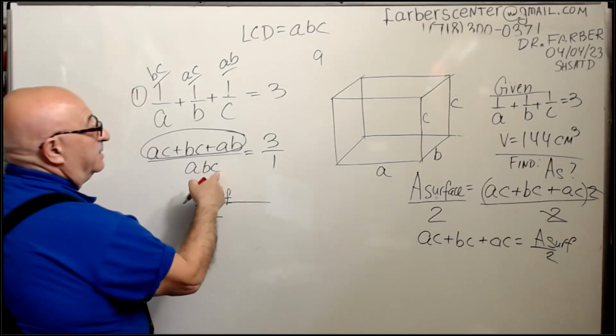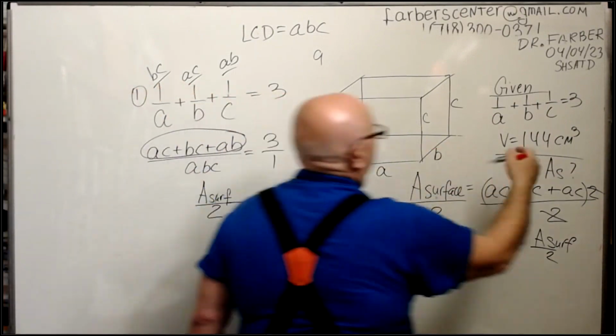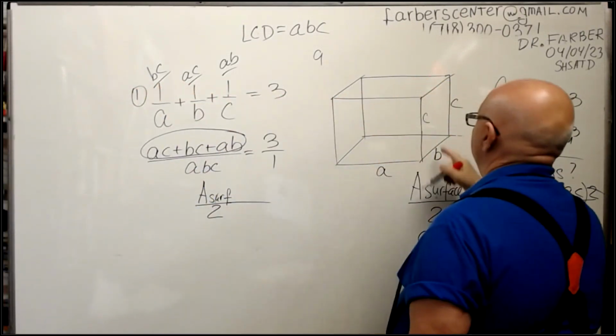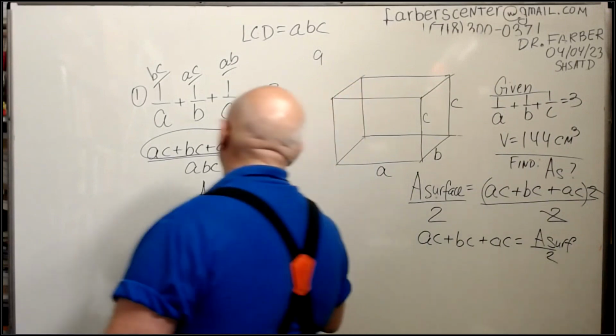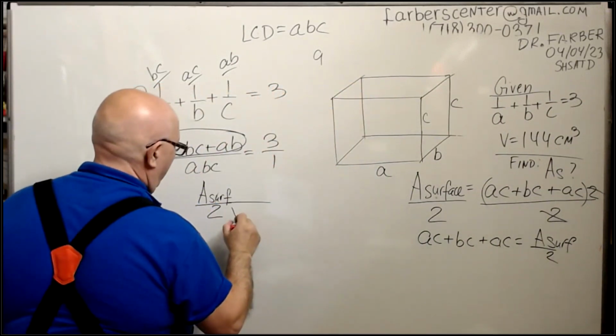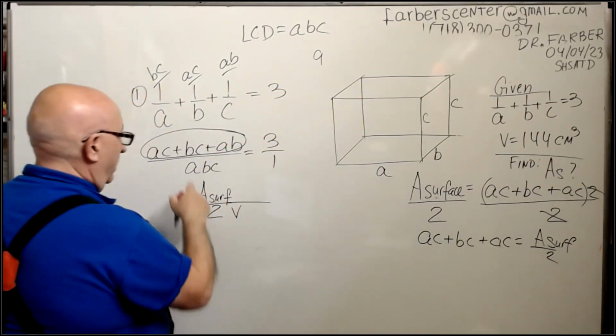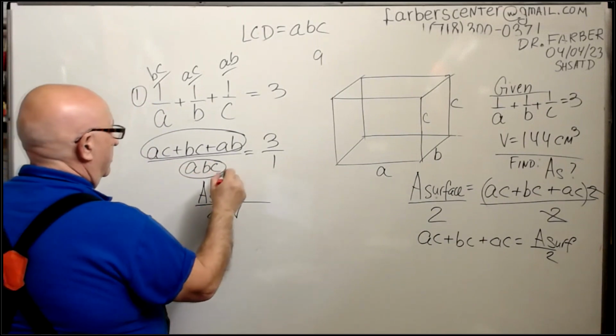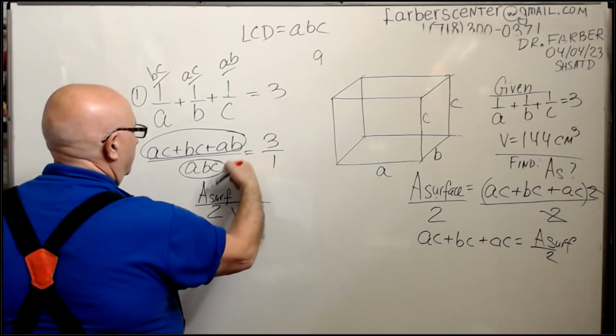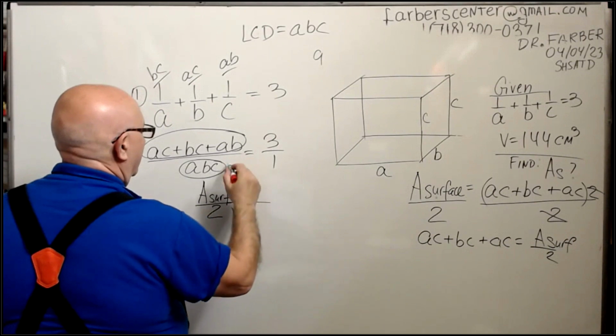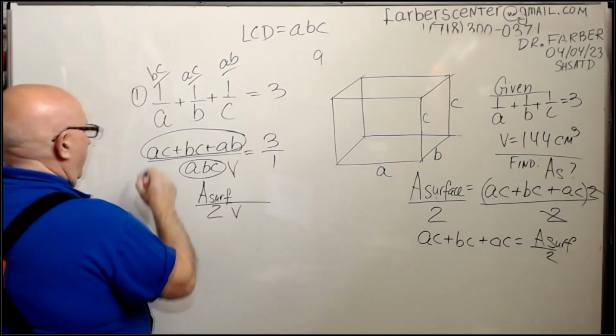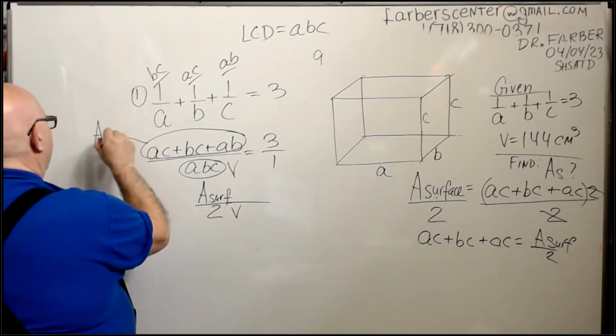What is ABC? ABC is my volume, length times width times height. Divide by volume. ABC, this is volume. Volume. And this is area of surface divided by 2.